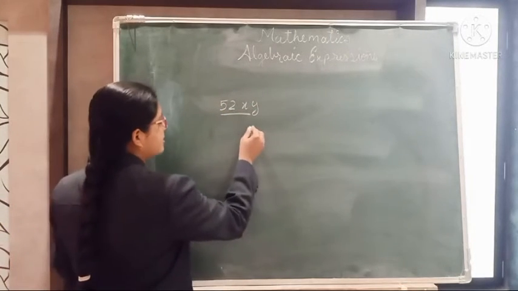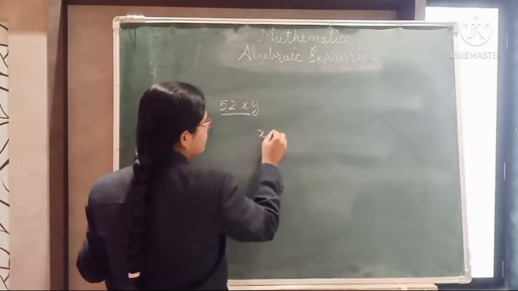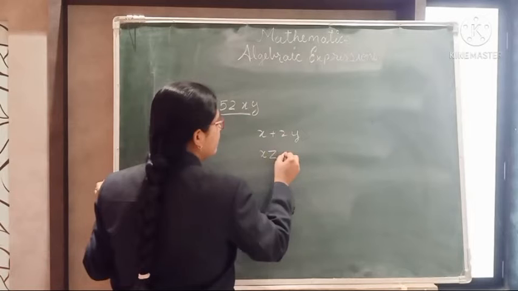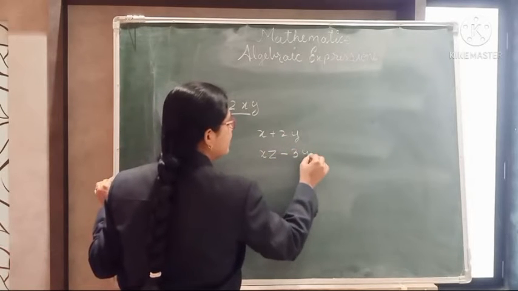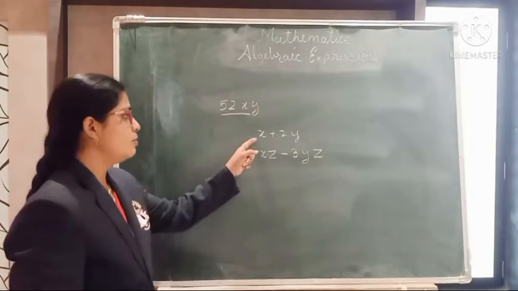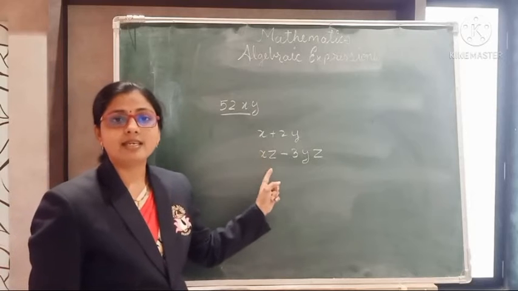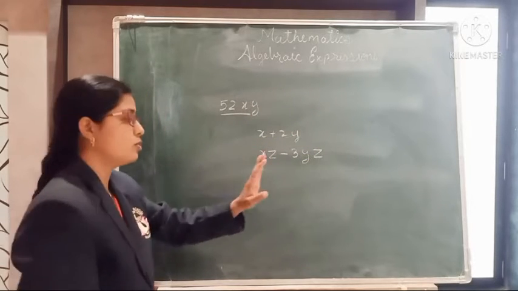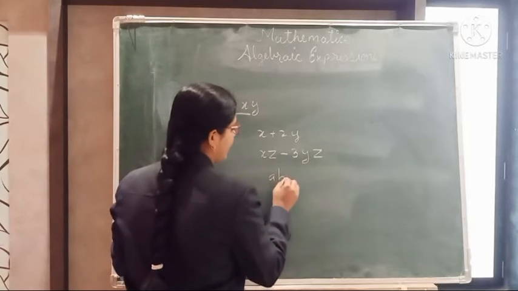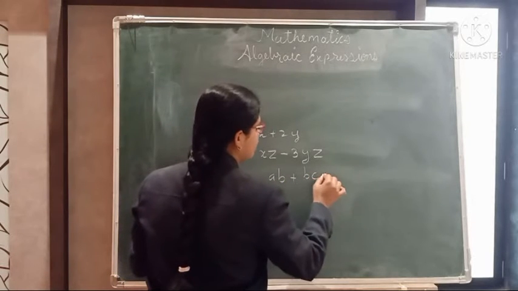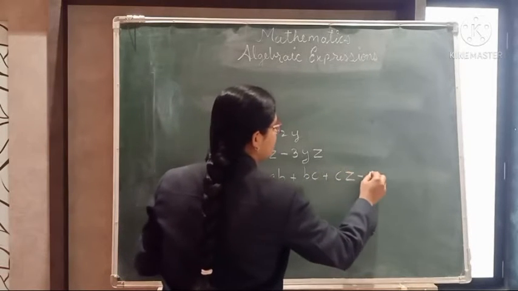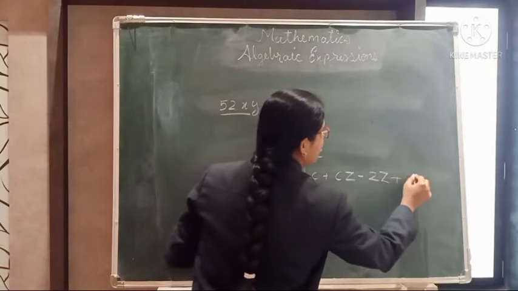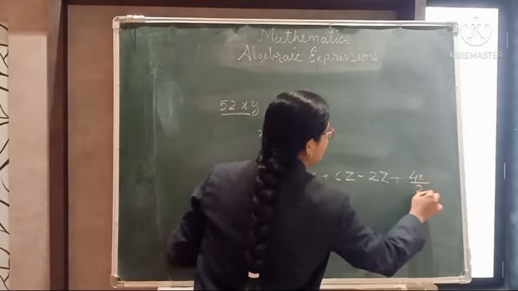Or otherwise, when two terms are there, x plus 2y, or xz minus 3yz. These both are also known as algebraic expressions. Or more than two terms can also be present, for example ab plus bc plus cz minus 2z, or we can say plus 4x upon 2.